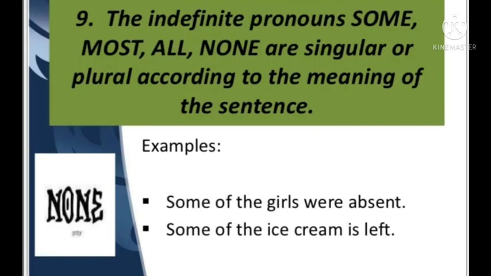But at the same time, there are some indefinite pronouns like some, most, all, none. These can be either singular or plural according to the meaning of the sentence. See the example. Some of the girls were absent. Girls, so that is plural. That is why we have used here were. Some of the ice cream is left. It is singular. Ice cream is considered singular. That is why we have used here is left.